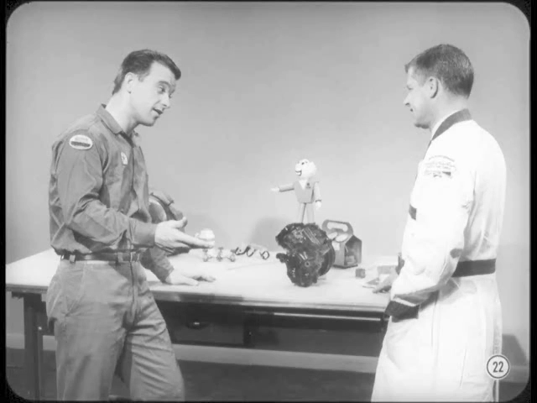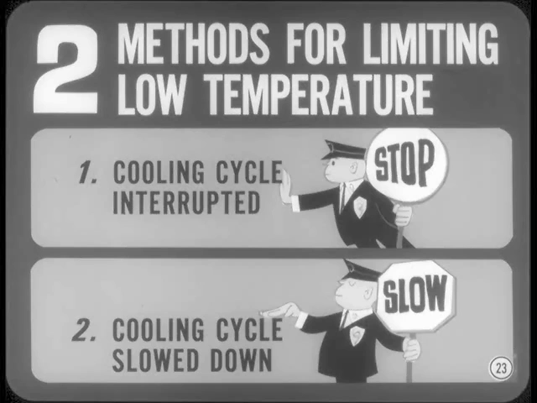We need another control besides the expansion valve so the evaporator won't get too cold and clog its fins with frost. Our systems use either of two methods for limiting the low temperature. In one, the cooling cycle is interrupted by disengaging the compressor clutch. In the other, the cooling cycle is slowed down by restricting refrigerant flow at the compressor inlet.